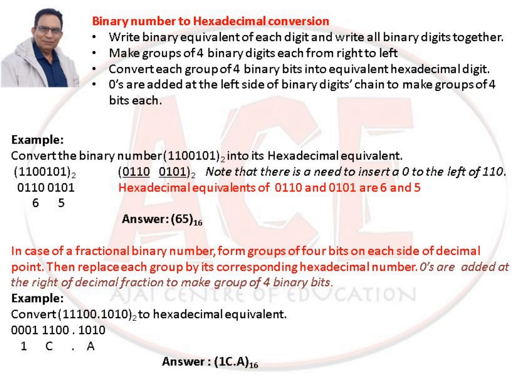Example, convert the binary number 1100.1010 to its hexadecimal equivalent. Making groups of 4, we get 1, C, A. Putting these together, we get 1C.A base 16, the hexadecimal number of the fractional binary number.